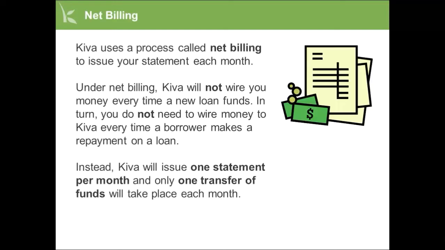First, we will learn about an important concept called net billing. Kiva uses a process called net billing to issue your statement each month. Under net billing, Kiva will not wire you money every time a new loan funds. In turn, you do not need to wire money to Kiva every time a borrower makes a repayment on a loan. Instead, Kiva will issue one statement per month, and only one transfer of funds will take place each month.